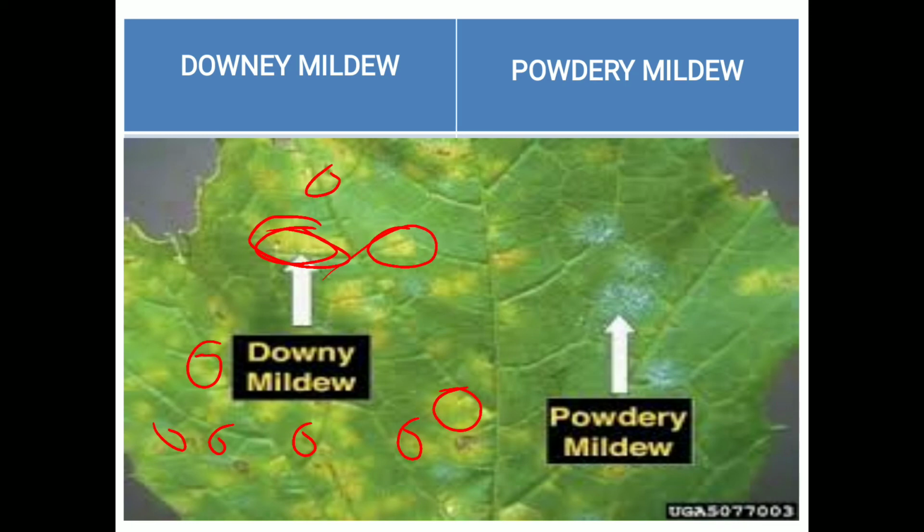In case of powdery mildew, whitish powdery growth is observed on the upper surface of leaves. So this is the basic difference between downy and powdery mildew. For control of downy mildew, we can use the chemical metalaxyl at a rate of 0.1% or 0.2%. And for control of powdery mildew, we use sulfur at a rate of 0.3%, that is 3 gram per liter of water.